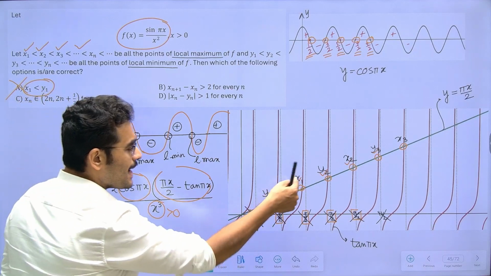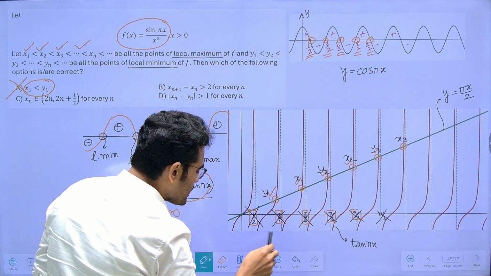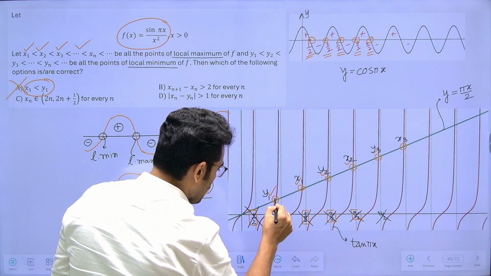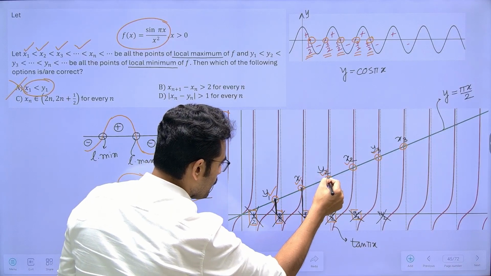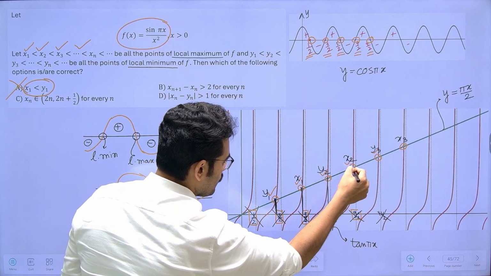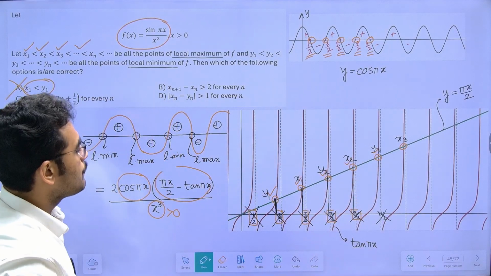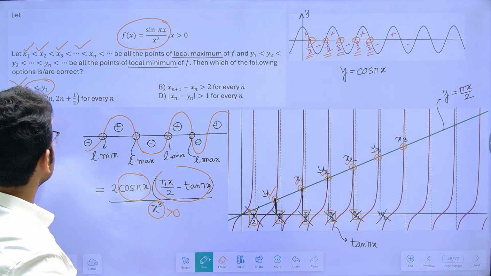Of course, this is the x value that I am writing. This is not the y value. These are the corresponding x values that I am writing, right? For this point, what is the x value? x1. For this point, what is the x value? These are the x values of the points, right? So this point's x value must be more than this point's x value. So this is not correct.